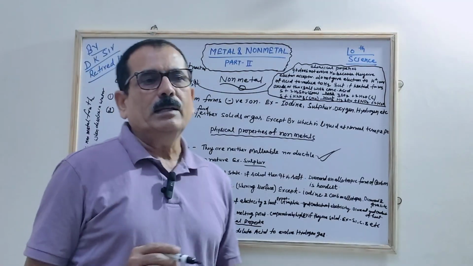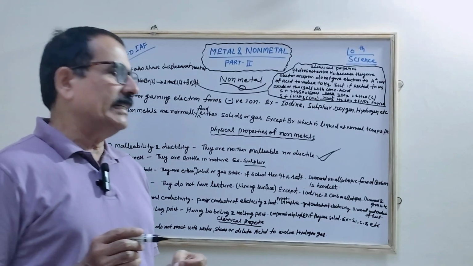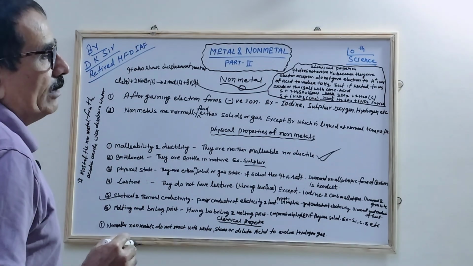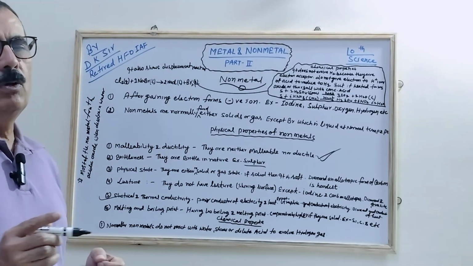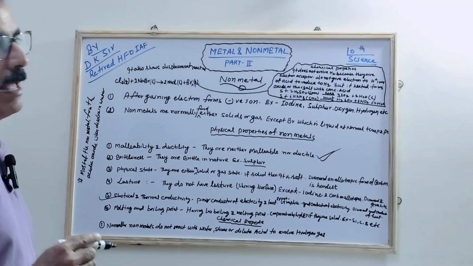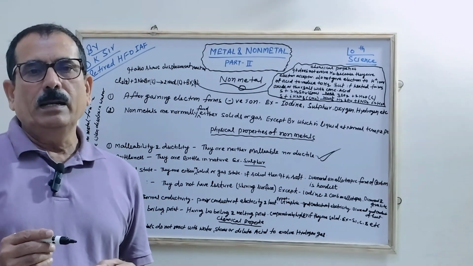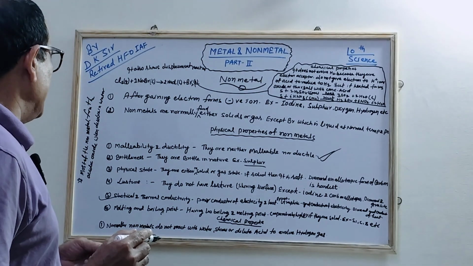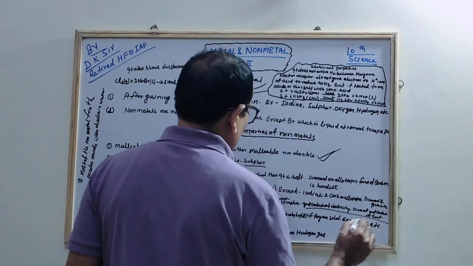The next property is electrical and thermal conductivity. Non-metals are poor conductors of heat and electricity, but again there are exceptions. The allotrope of carbon, graphite, is a good conductor of electricity, and the diamond, another allotrope of carbon, is a good conductor of heat, correct? So you must remember these exceptions.